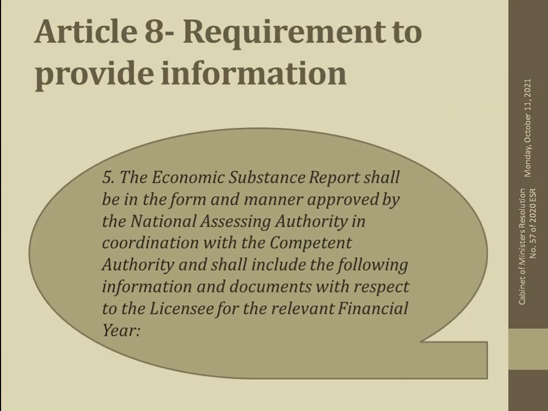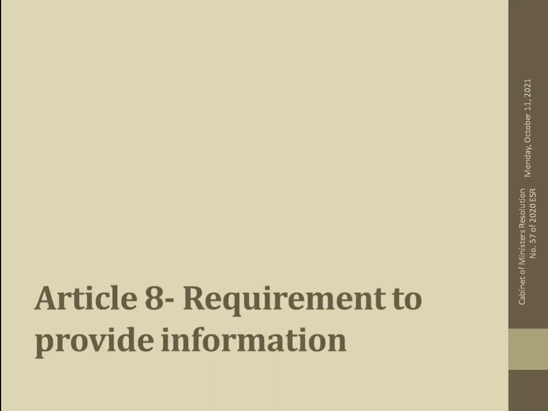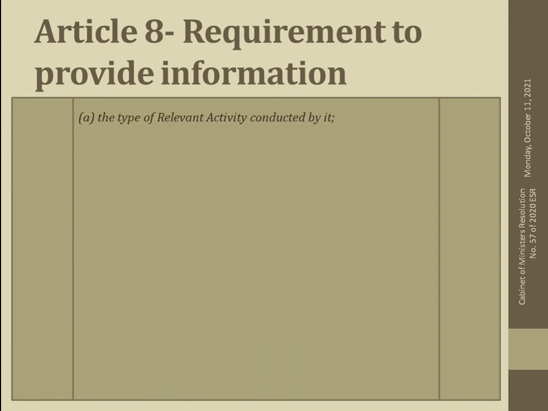Clause 5 says the economic substance report. Here we are talking about the ESR report mainly. It shall be in a form and manner approved by the national assessing authority. Who is the national assessing authority under ESR? That is FTA, Federal Tax Authority, in coordination with the competent authority, and it shall include the following information and documents with respect to the licensee for the relevant financial year. Point A says the type of relevant activity conducted by it. These we have to submit in the ESR report.